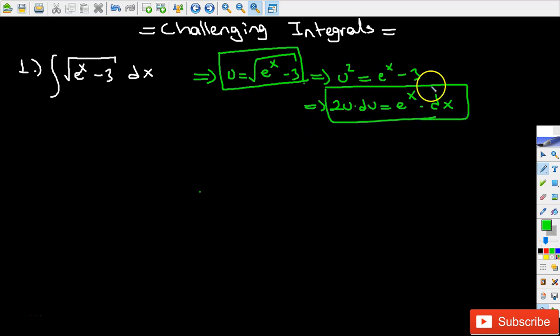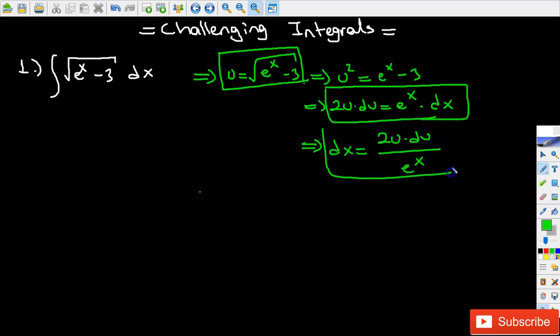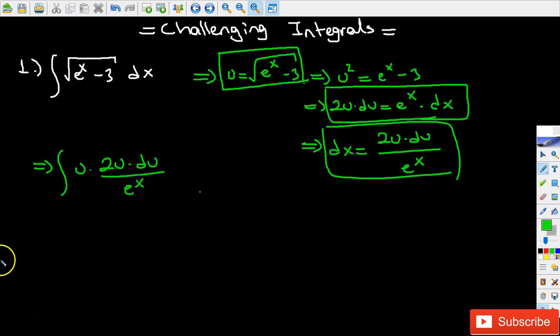Before I put in this replacement, I need to solve this equation for dx. So dx is going to be equal to 2 times u times du divided by e to the power of x. This is the second replacement. All right, let's put everything back into the original integral. For the square root of e to the power of x minus 3, I'm going to put u, and for dx, I'm going to put 2 times u times du divided by e to the power of x.